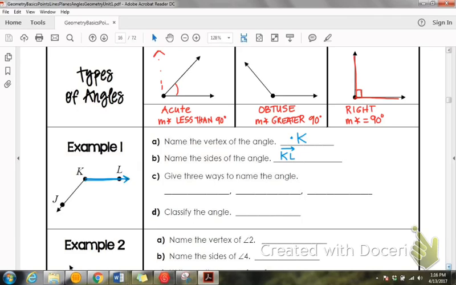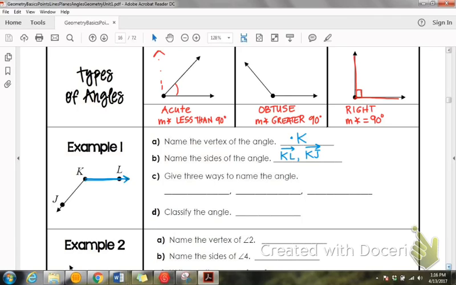Okay, good, Elvis. So then if that side's KL, what's the other side? Katie? KJ. And again, the arrow is going over the J because that's the side that's going off forever.